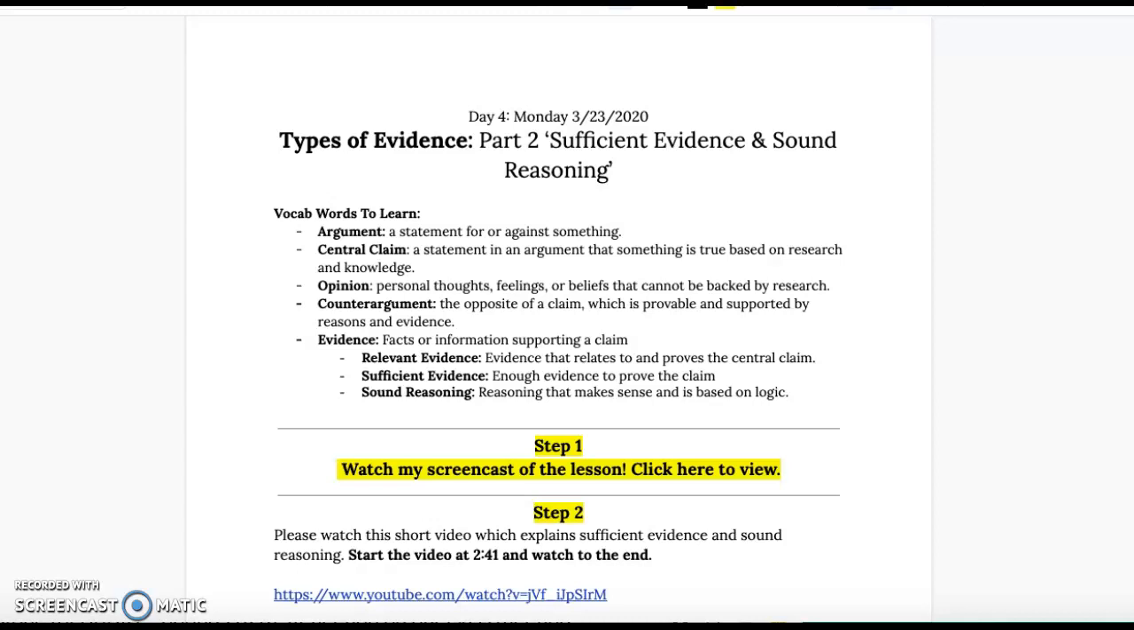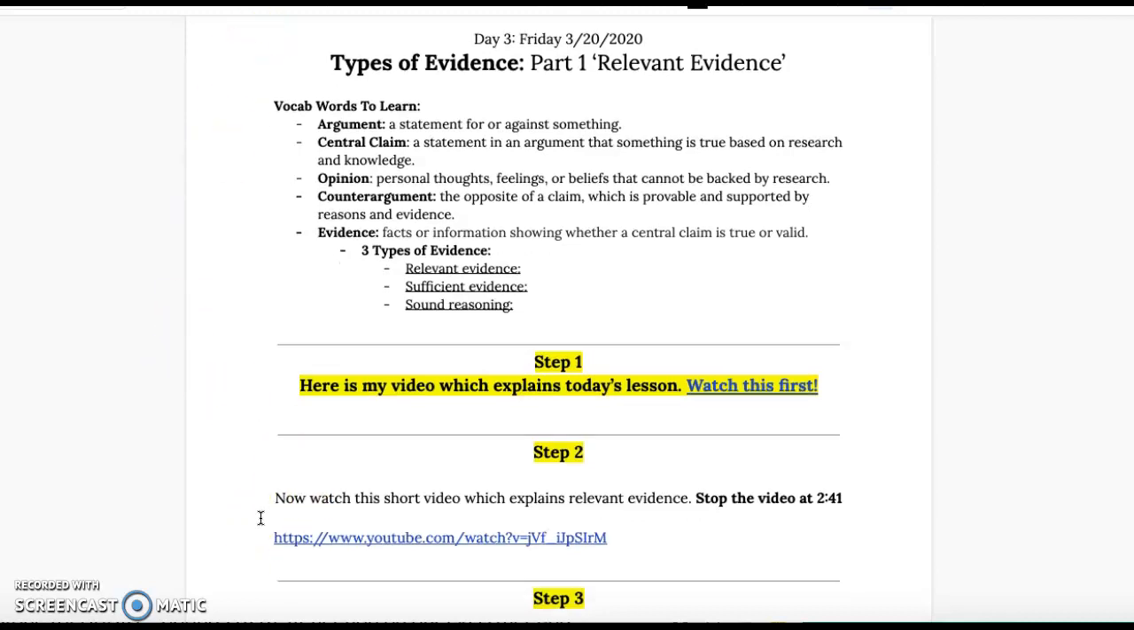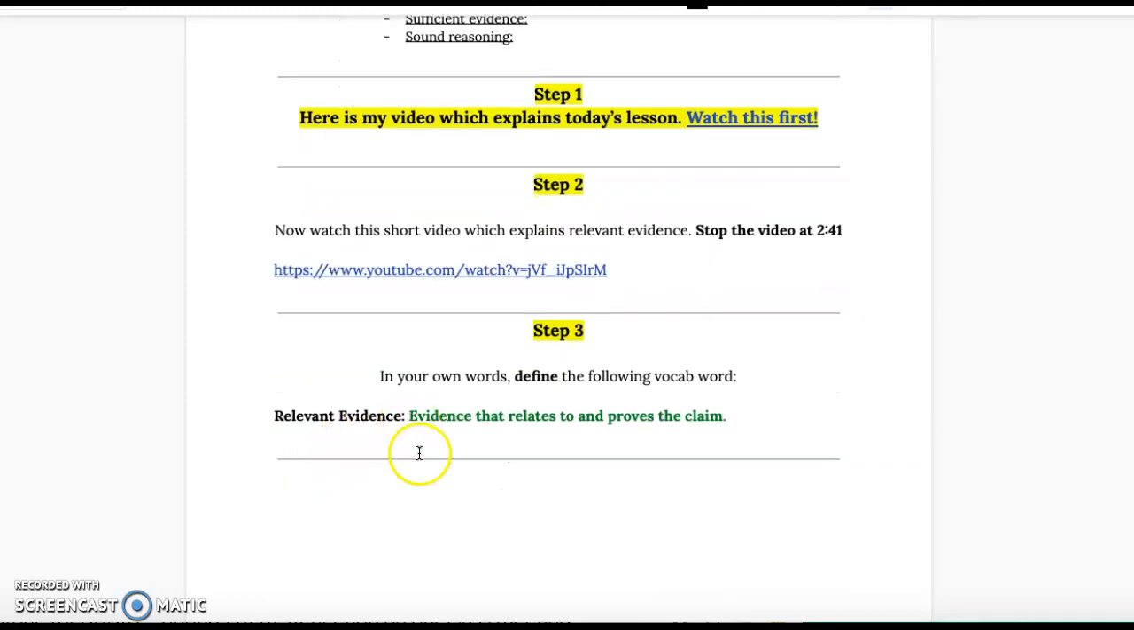Hi everyone. Today we're going to continue looking at evidence that makes arguments strong. We did this last week. We looked at relevant evidence, and you learned that relevant evidence is evidence that relates to the claim and proves the point. So you might have had a definition somewhat like this one down here.